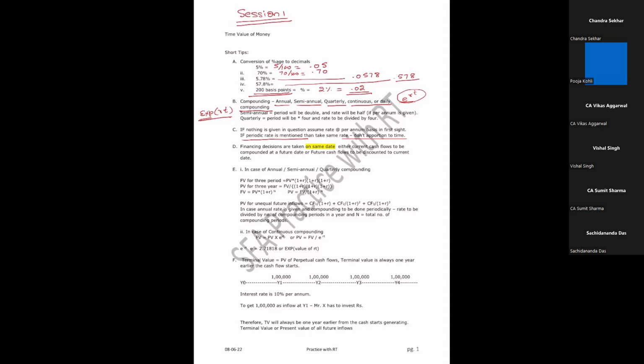Then the next point coming is financing decisions. Whenever we take financing decisions, these are taken on the same date. Means if I have to take a decision today that I have to invest 100 rupees and I will get 110 rupees in future, so shall I invest or not?